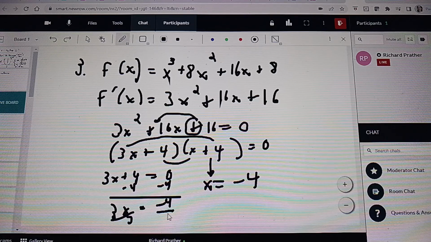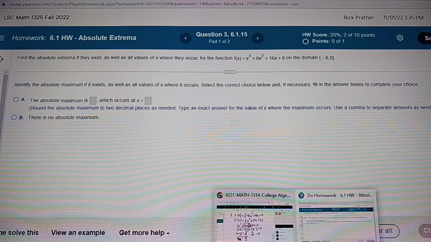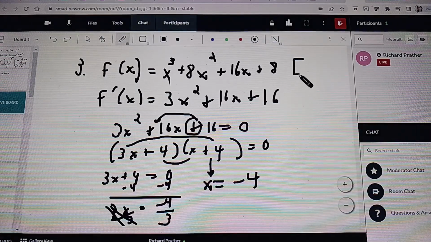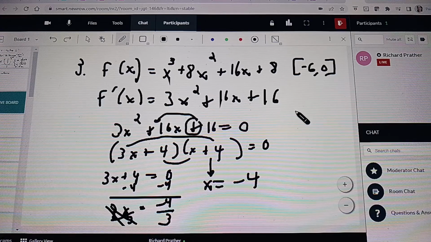So here are my only two critical values of the entire domain. But I might not even work with both of them, because I'm limited to this -6 to 0 closed interval. Any critical number not in this range, we don't care about it. But both of those are in this range. But if either one or both were not, we would throw them out. So we have two critical numbers in our range, and we always have the two endpoints.